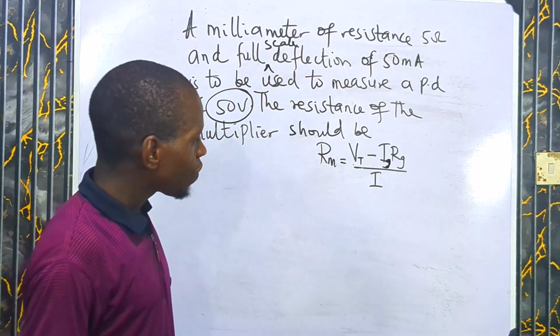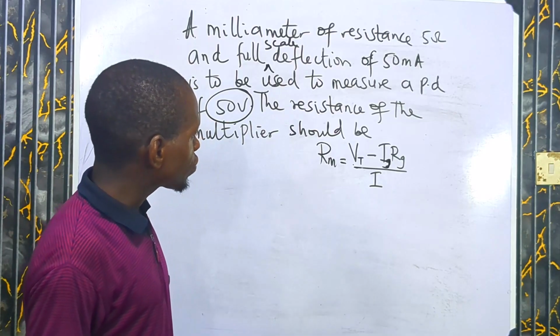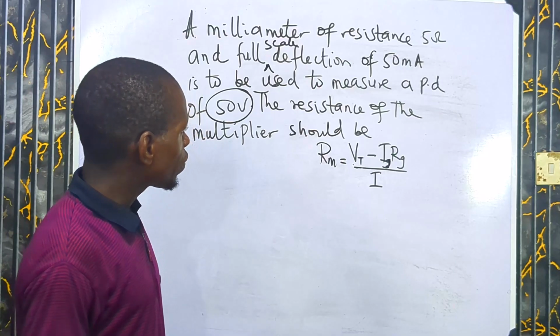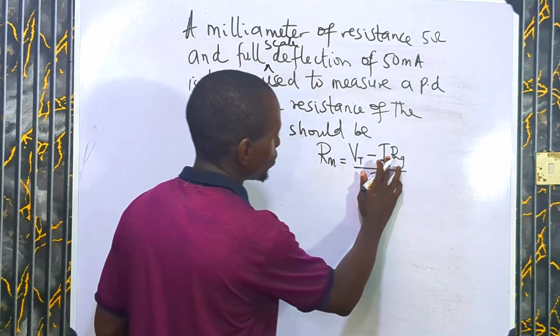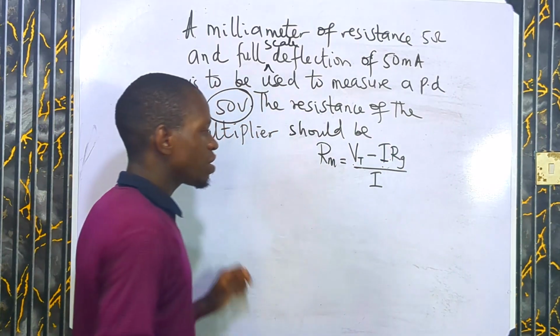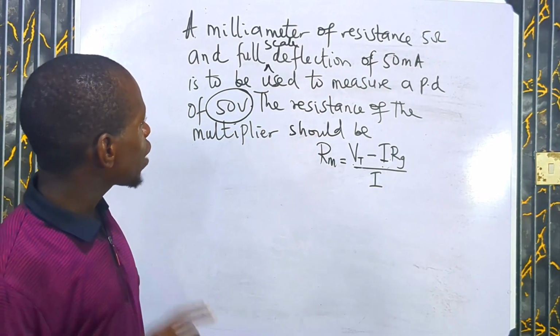This is the current of the galvanometer, and Rg is the resistance of my galvanometer, all over the current. Okay, let's just put it as current. Let me leave it as current. It's okay, whether galvanometer or not, it's still going to serve us. All right, so now let's point out what we have here.